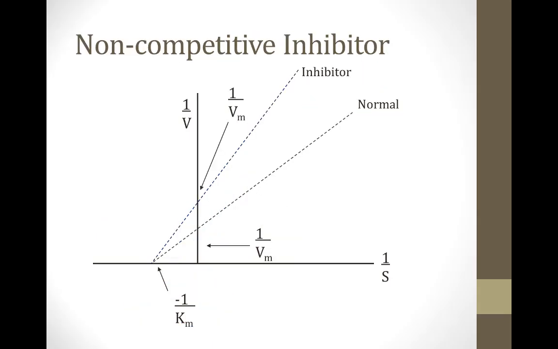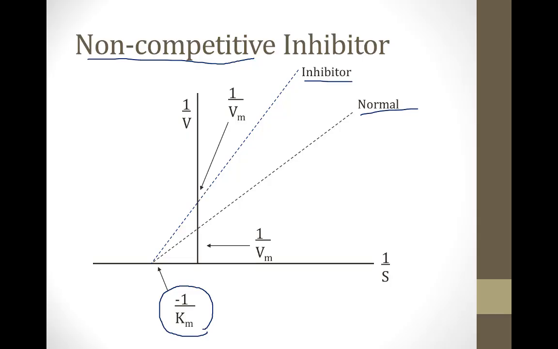Now let's talk about what happens to the Lineweaver-Burk plot when you add a non-competitive inhibitor. Once again, it's easy to recognize the inhibited line if you remember which variables stay the same. So Km does not change when you add a non-competitive inhibitor. So the point where the two lines cross the x-axis will be the same. Minus 1 over Km will be the same whether you're talking about a normal system or a system with a non-competitive inhibitor. Vmax, on the other hand, does change. It goes down when you add a non-competitive inhibitor.